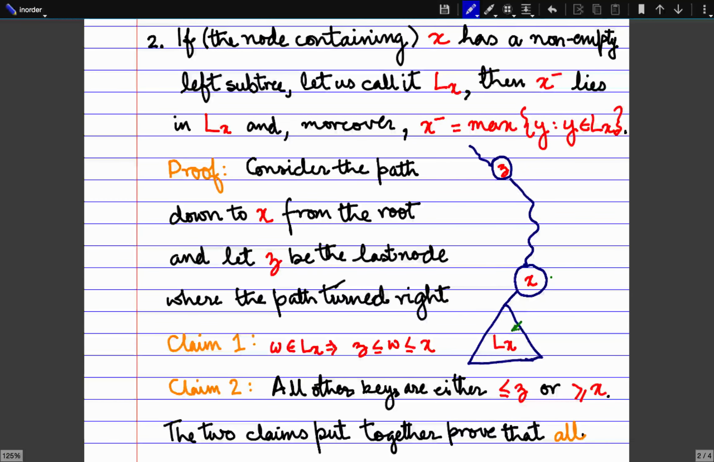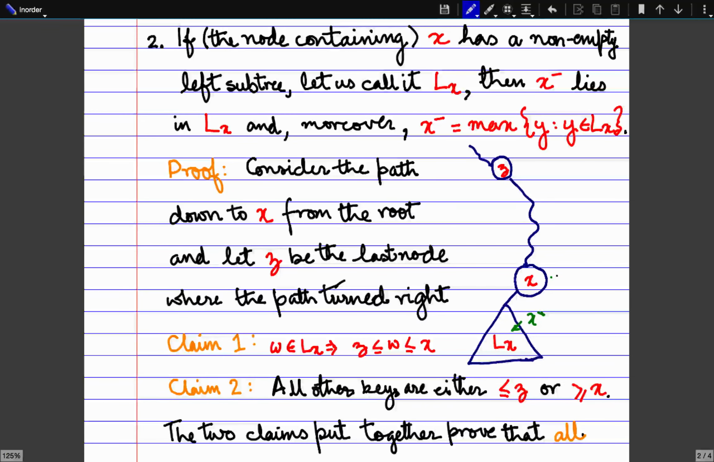X minus is in here somewhere. X minus is to be found in here somewhere, and in fact x minus is the maximum value that lies in this subtree. We're claiming that x minus is in here and nowhere else, to be found nowhere else in the tree. So to prove this, let's try to prove this property.